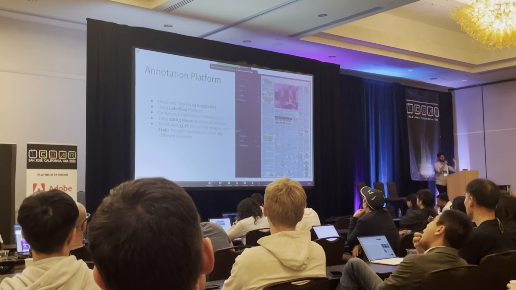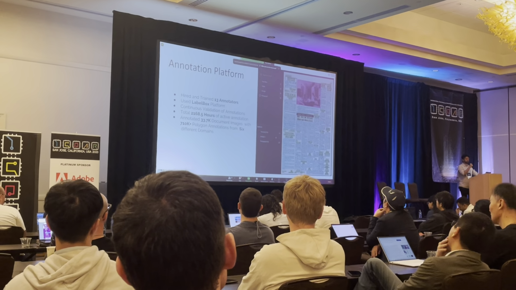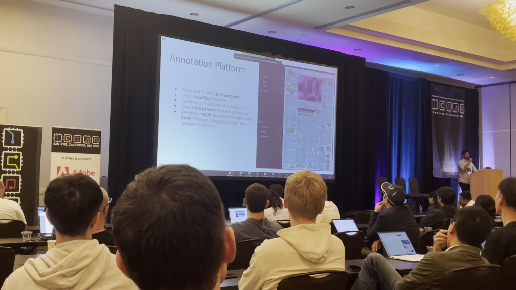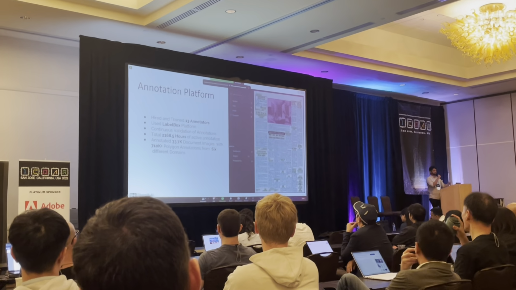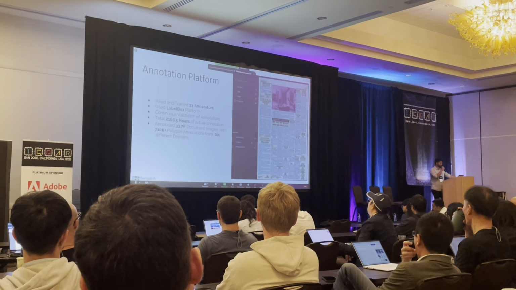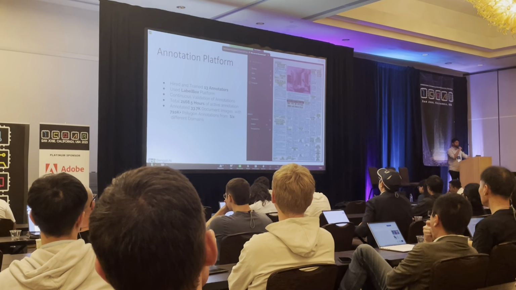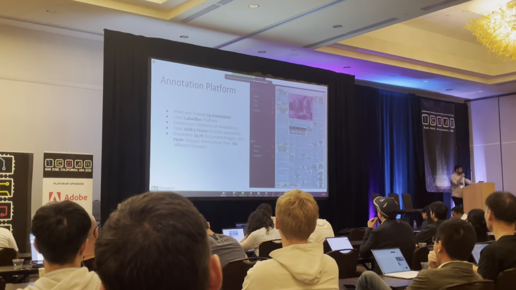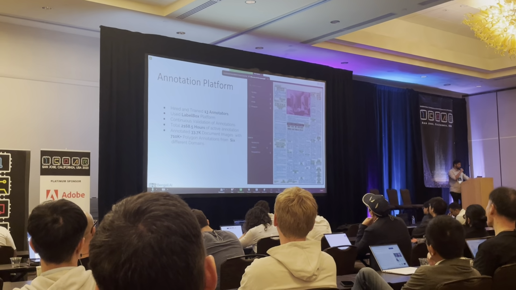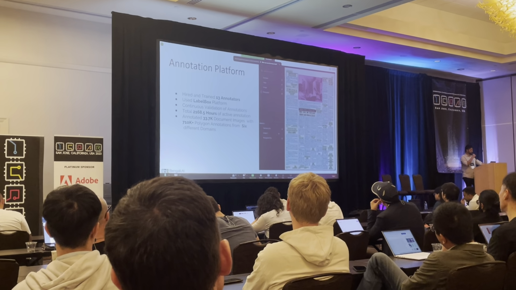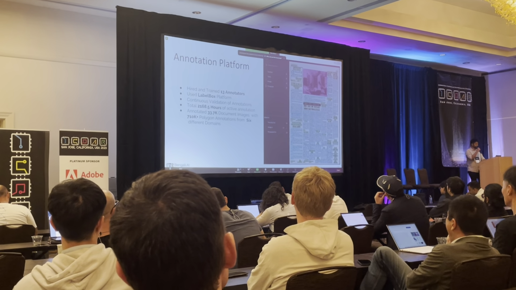Because there are a lot of edge cases that come up, and the annotators would come to us and ask, how do I label this? So we need to keep validating as it's being labeled and then updating our protocols. We had 2,000 hours of active annotation. We annotated 33.7 thousand documents with 710,000 polygons from the 60 domains.